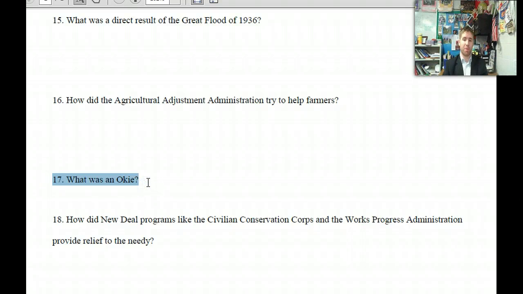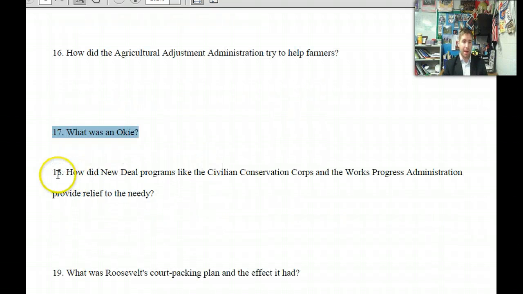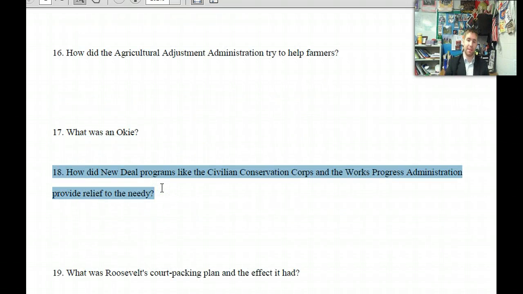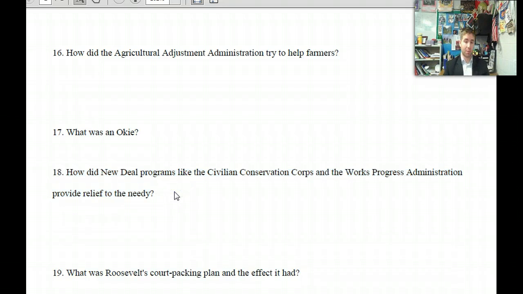Okies, remember Okies, those are people that are going from Oklahoma to California so they can get new jobs, new job opportunities. 18, how did New Deal programs like the CCC and the Works Progress Administration provide relief? Those are those organizations that are providing men jobs. And so that way, if you want to work, you can work. You're just going to be working through a government organization. You'll get enough money to help your family survive. Again, these are short-term solutions, not meant to last forever.